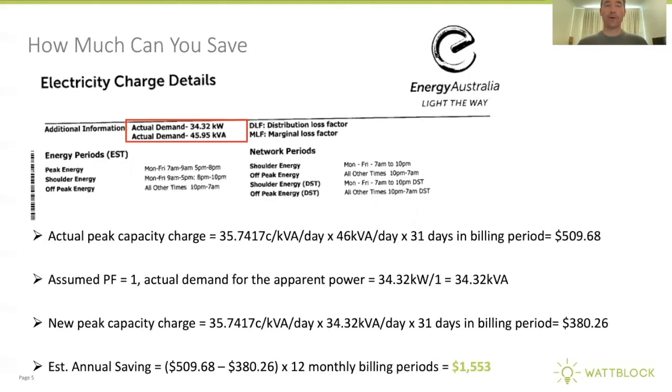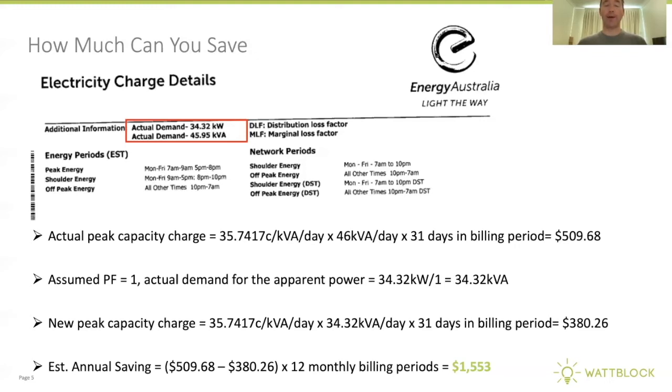So how do we actually work out how much you could save by improving the power factor up to 1.0 in this building? This is a bill that is for a billing period of 31 days. So we can see the actual peak capacity charge is 35.7417 cents per kVA per day times the actual demand, which is 46 kVA a day, times 31 days in the billing period, giving us a peak capacity charge of $509.68.